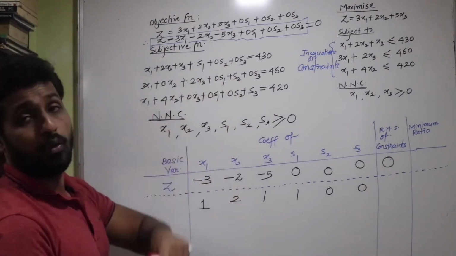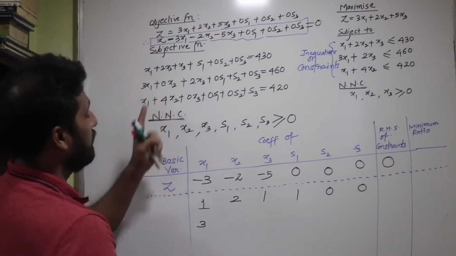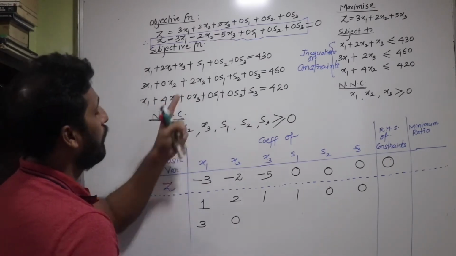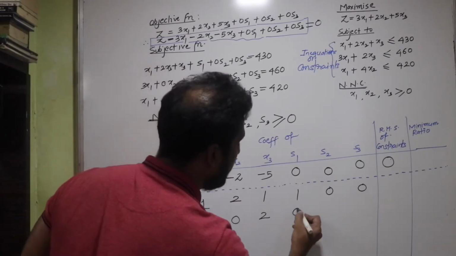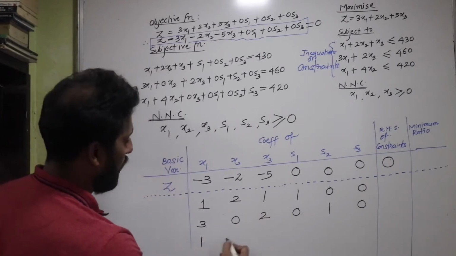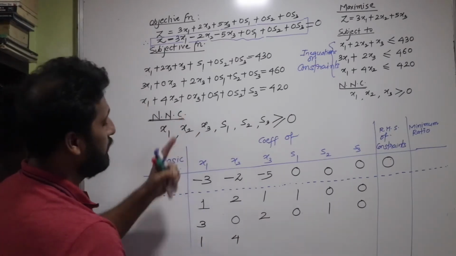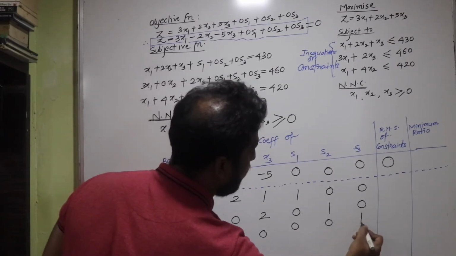So 1, 0, 0. Next one is 3x1. So I'm going to write 3 over here. Then 0x2. So let's write 0. Then 2x3. So write 2. Then 0, 1 and 0. So I write 0, 1 and 0. Next is 1, 4, isn't it? 0, again 0, 0 and 1.